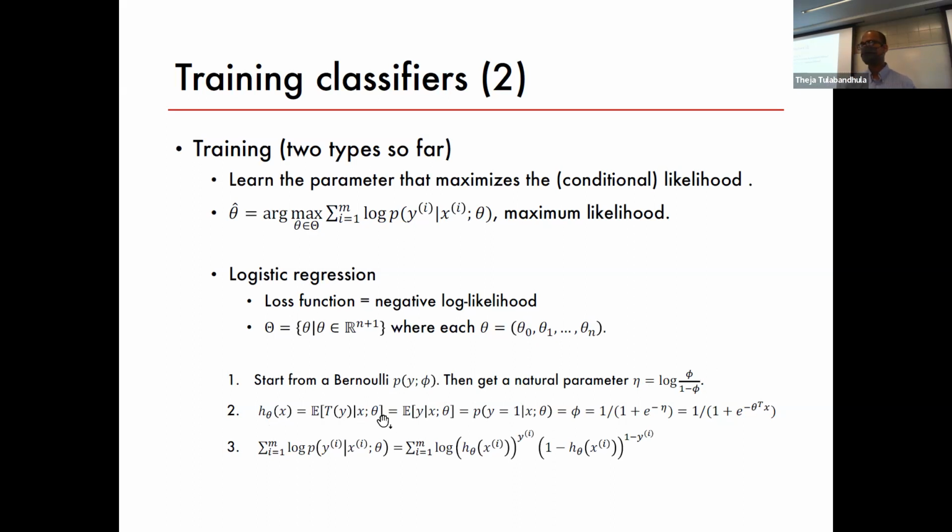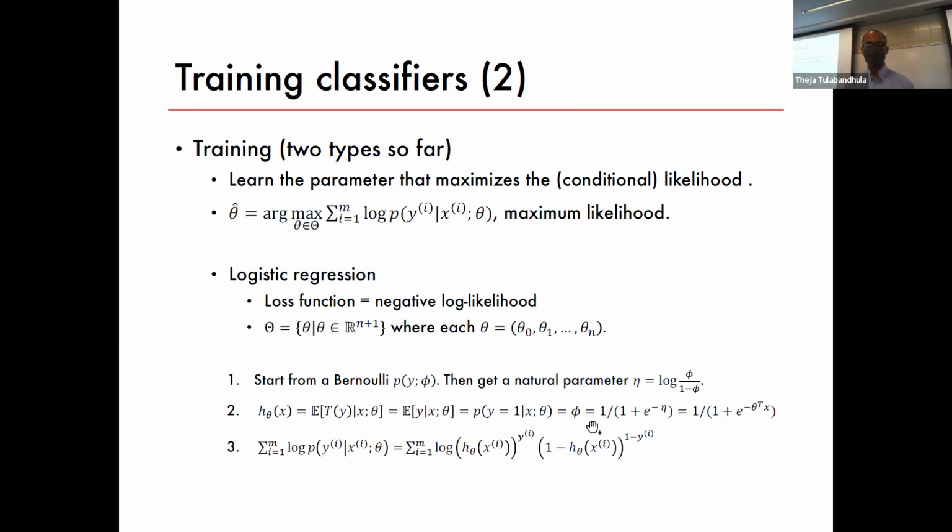For y, given x and theta, the sufficient statistic for logistic regression happens to be y itself, so T of y is y. So this is the expectation of y given x comma theta. For a binary random variable, the expectation of y given parameters is nothing but the probability of y equal to 1, because the other outcome is 0. So it's just the probability of y equal to 1 times 1, which is ignored. And so that is exactly phi. So the probability of being one is exactly phi for Bernoulli, right?